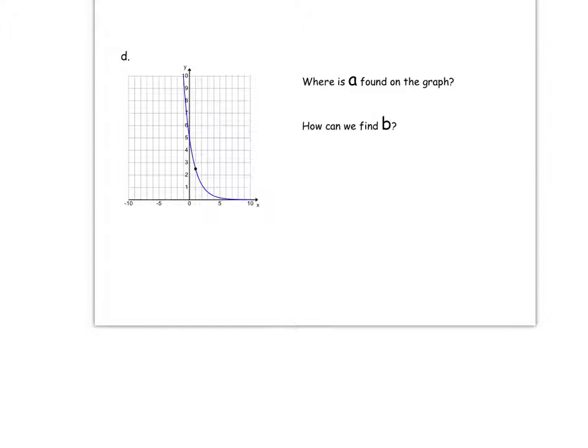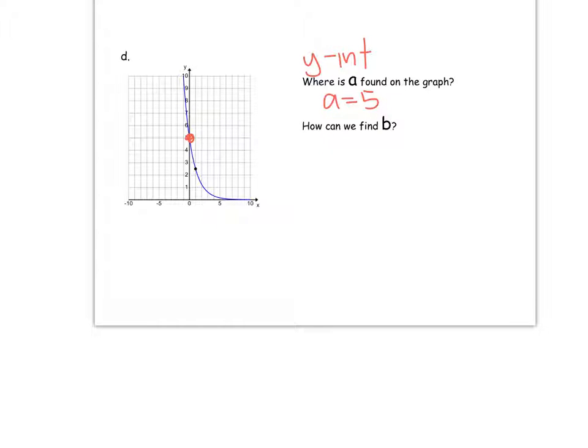Okay, so what if I gave you a graph instead of points? Where's the a found on a graph? Well, it should be where x is 0. x is always 0 when you're on the y-axis. So we're looking for the y-intercept. So I'll just put y-intercept here for notes. So our point would be (0, 5). So a will be 5.